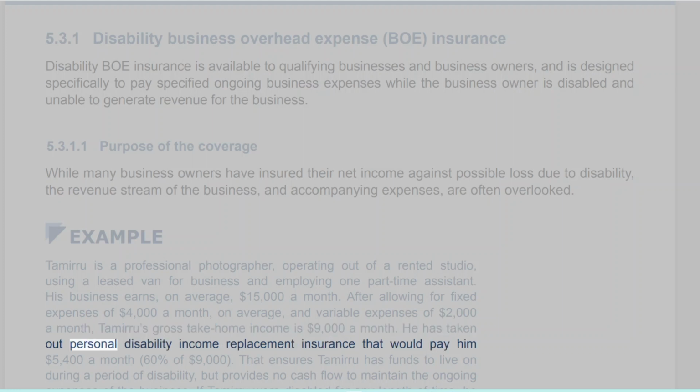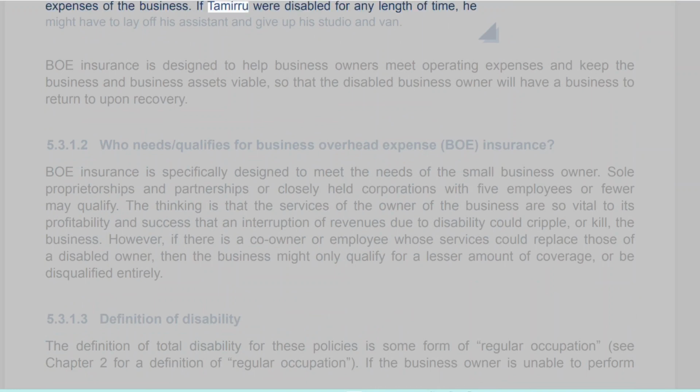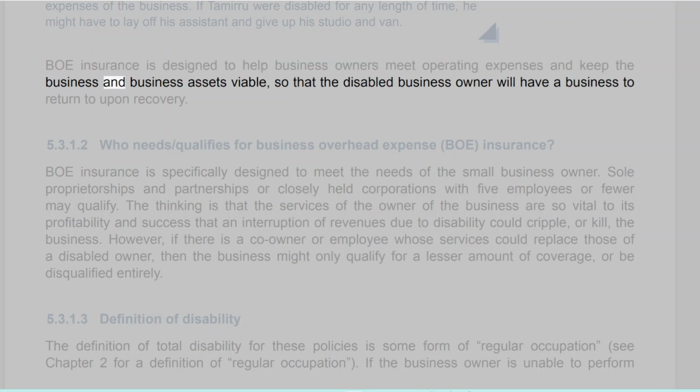He has taken out personal disability income replacement insurance that would pay him $5,400 a month, 60% of $9,000. That ensures Tamaru has funds to live on during a period of disability, but provides no cash flow to maintain the ongoing expenses of the business. If Tamaru were disabled for any length of time, he might have to lay off his assistant and give up his studio and van. BOE insurance is designed to help business owners meet operating expenses and keep the business and business assets viable, so that the disabled business owner will have a business to return to upon recovery.